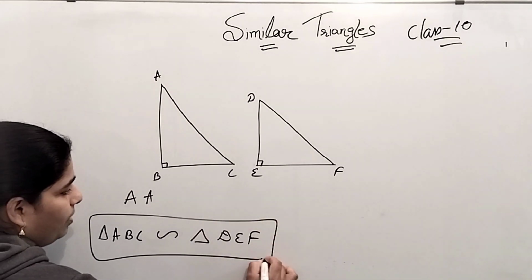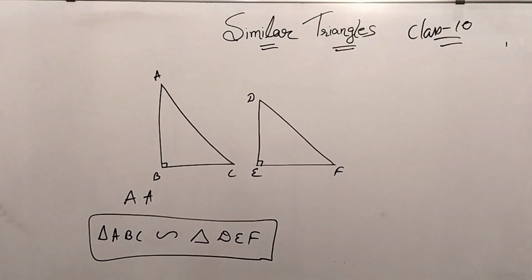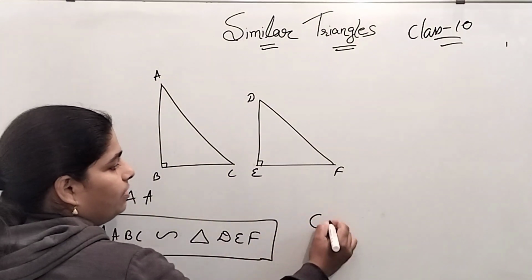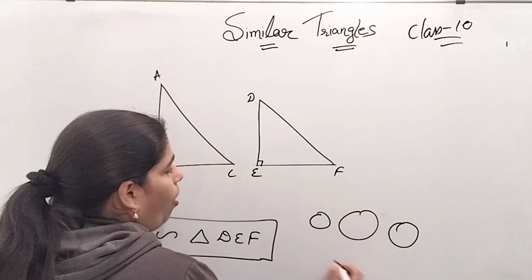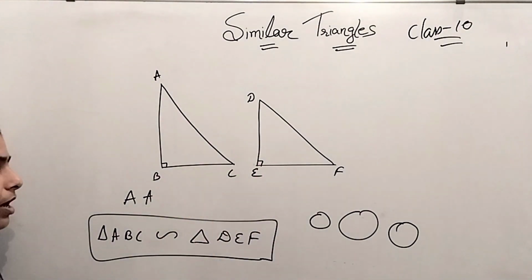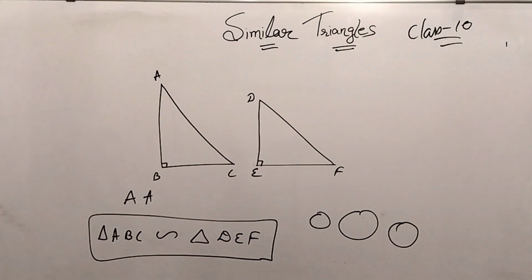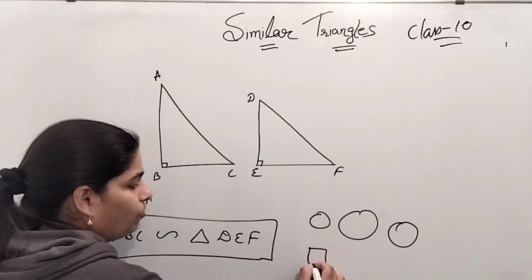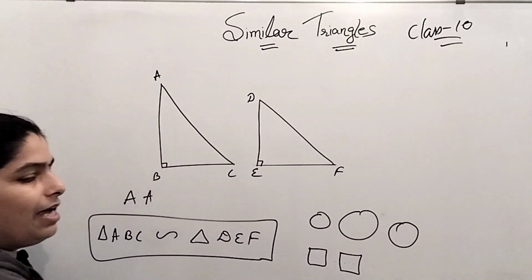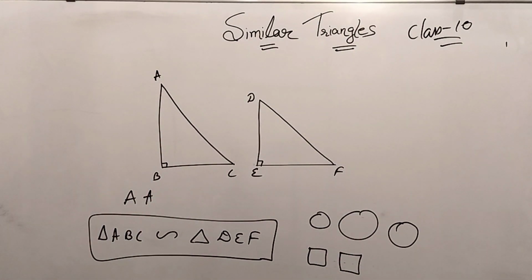So I hope till now you have understood what is a similar figure and what is a similar triangle. All circles are similar to each other. All right angled triangles are similar to right angled triangles. All squares are similar to each other. All rectangles are similar to each other. Now we will be dealing with BPT theorem.